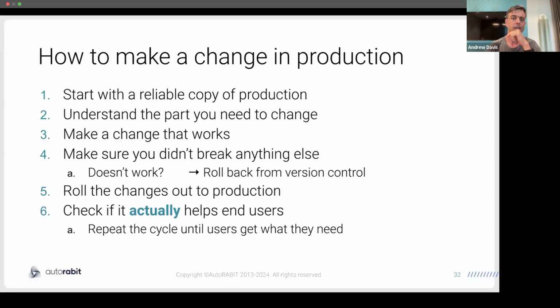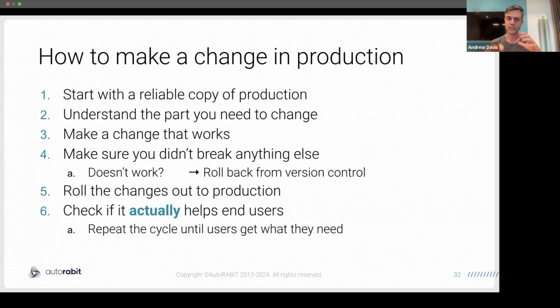And so when we talk about the main function, the main purpose of AutoRABIT, the CI/CD product at least, you're talking about making changes to your production Salesforce orgs. You start with a reliable copy of production. You need to understand which parts of the thing that you need to change. You need to make a change that works. You need to make sure you didn't break anything else. If something doesn't work, you need to roll it back. You use version control, presumably, to have a way to roll it back. If it does work, you roll the changes out to production, and then you need to check and follow up and see if it actually helped your end users. And then you just keep repeating the cycle. And this is the software development lifecycle.